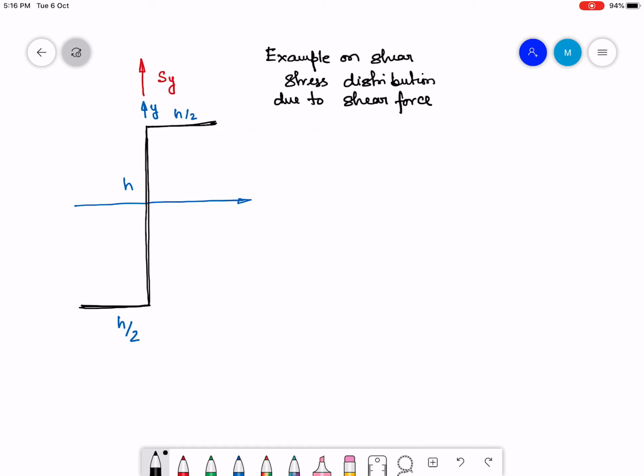Today we are going to talk about a numerical example to see how to obtain the shear stress distribution in a thin walled cross-section beam due to the applied shear force. The picture drawn here shows the cross section of a beam. It's a thin walled cross section with a uniform thickness of t.